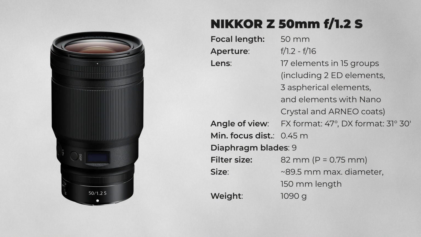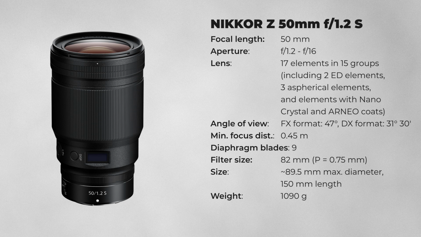The 50mm f1.2 S has a maximum aperture of f1.2 and a minimum aperture of f16. The lens construction is 17 elements in 15 groups, including 2 ED elements, 3 aspherical elements, and elements with nanocrystal and ARNEO coats. The minimum focus distance is 45 centimeters, or about 1.48 feet.